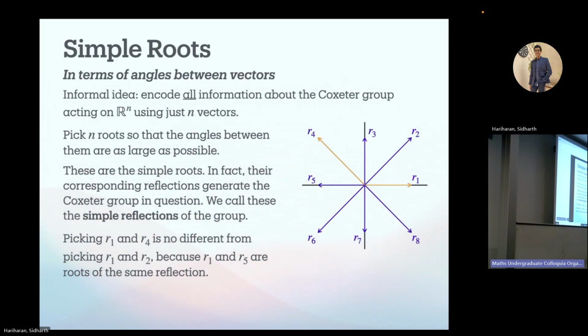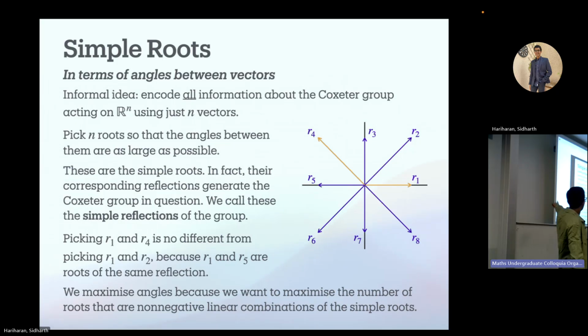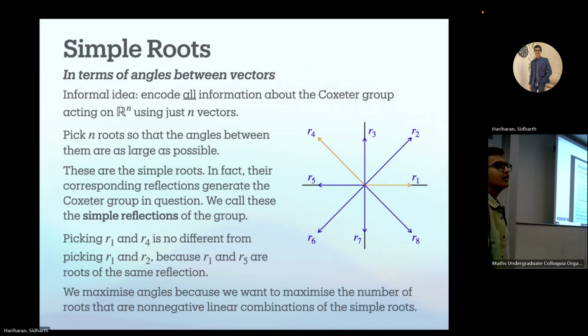Okay. So the reason why we pick the angle to be as large as possible is because we want to maximize the number of roots that are non-negative linear combinations of these two. This is kind of the motivation for what I'm going to show you on the next slide, which is a precise way of picking simple roots. Okay, so are there any questions about this before I move forward? Are there any questions about everything I've done so far?